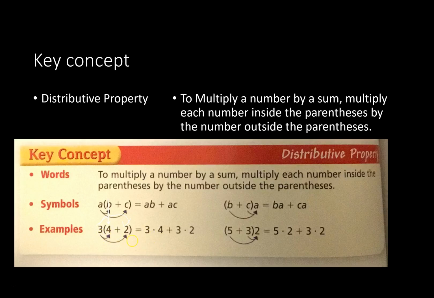So 3 times 4 plus 3 times 2 is 3 times 4 plus 3 times 2. And then that would turn into 12 plus 6, which would turn into 18 if you added it all together. Same concept over here.